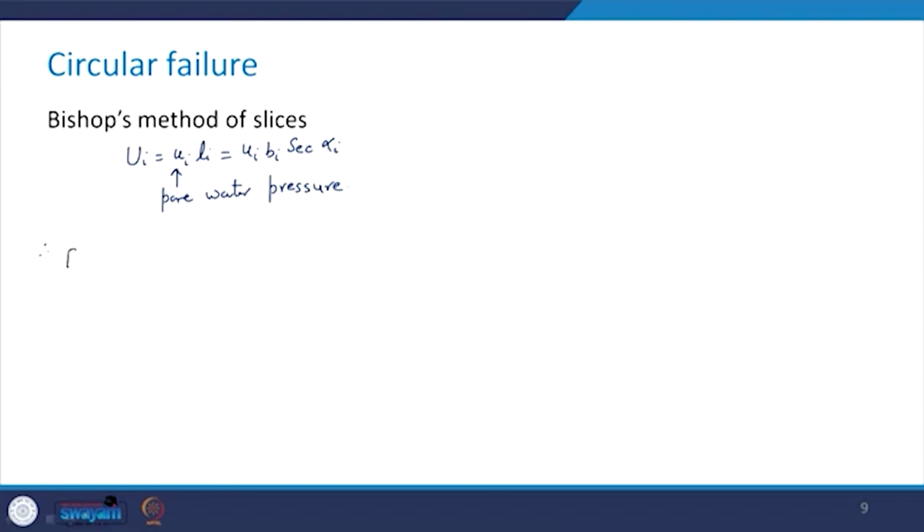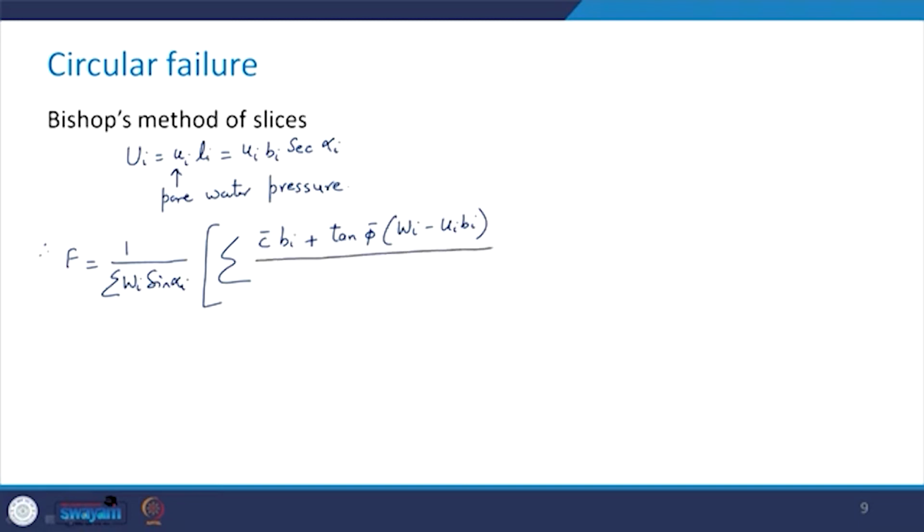So, F will become equal to 1 upon summation Wi sin alpha i, and we will get C bar Bi plus tan phi bar (Wi minus Ui Bi), whole thing divided by, I take cos alpha i common, and what we get is 1 plus tan phi bar tan alpha i divided by F. This is what we are going to get.